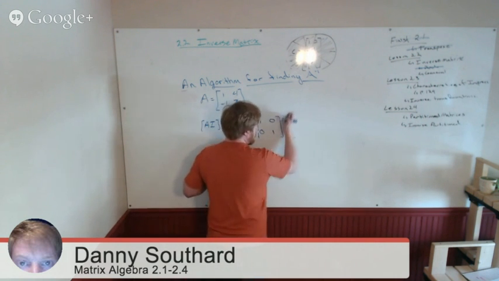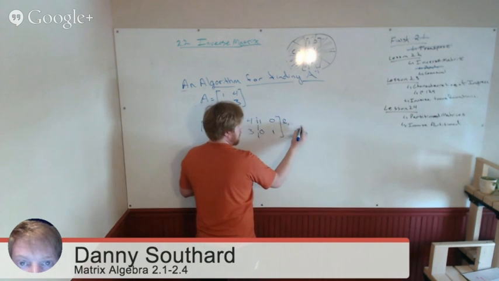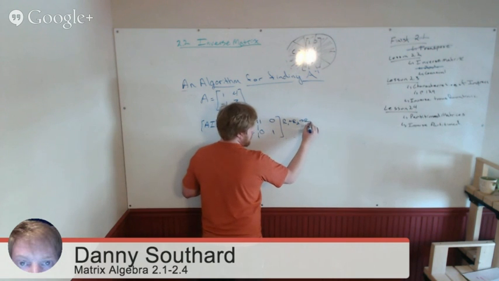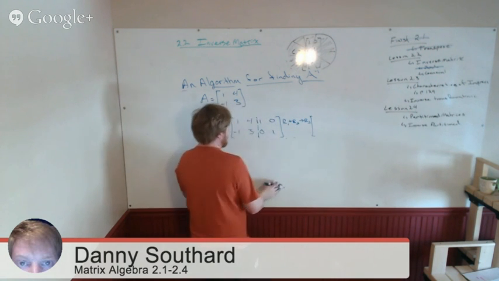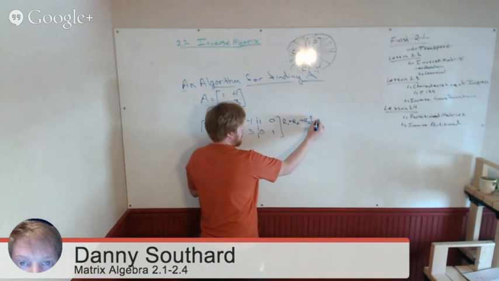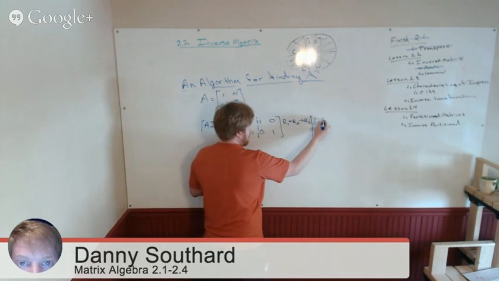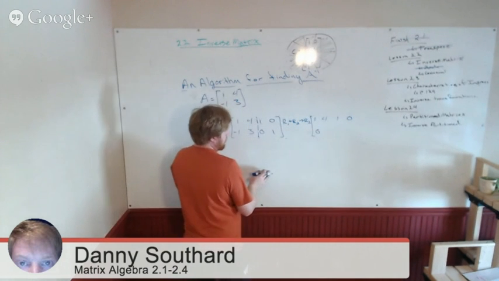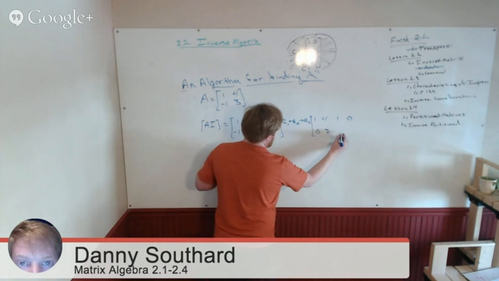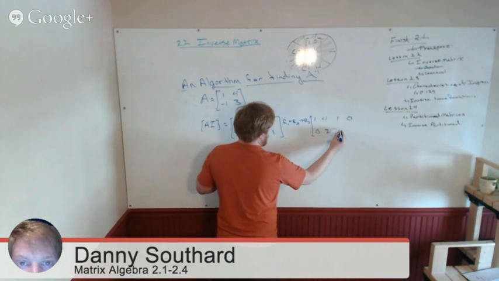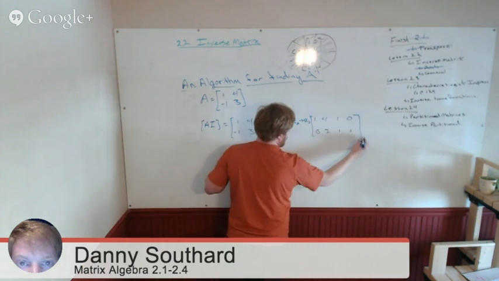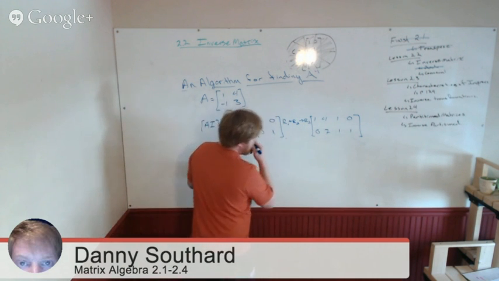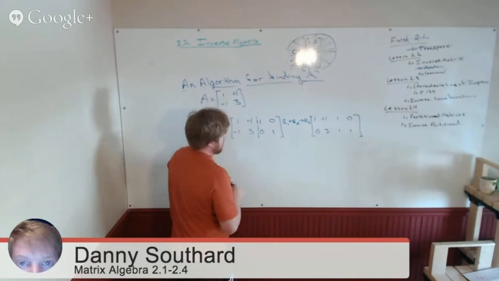So we'll do row 1 plus row 2 to get a new row 2. It's going to give me 1, 4, 1, 0, 0, 7, 1, 1. Right?